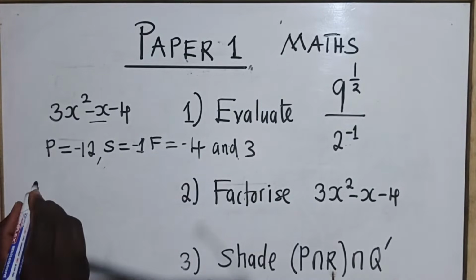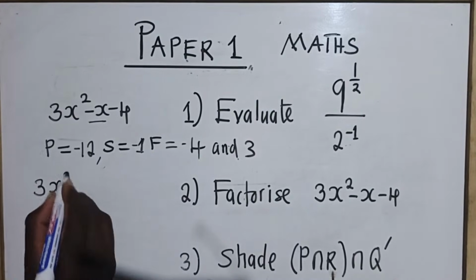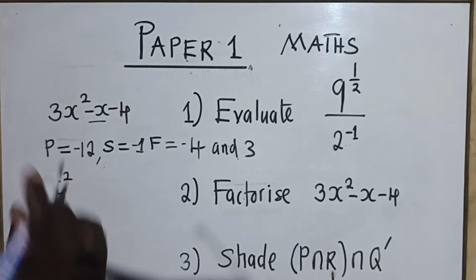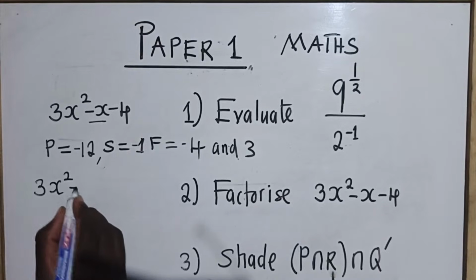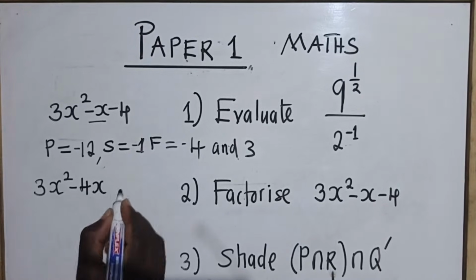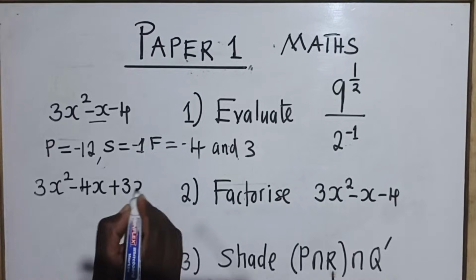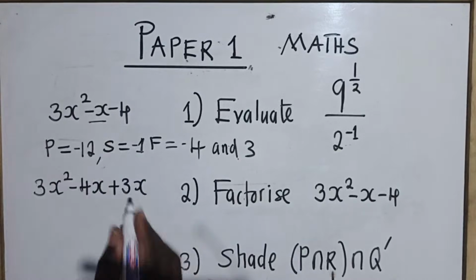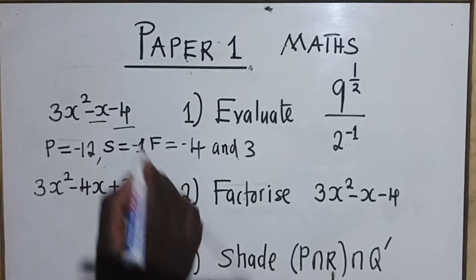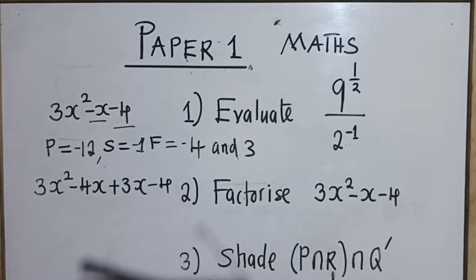So now you're going to write the first term, which is 3x power 2. You write it, and then you put the factors, which are minus 4x plus 3x. So you get these factors, put them right over here, and then you come and get the constant, which is minus 4. Okay, so from this point, you now factorize by grouping.